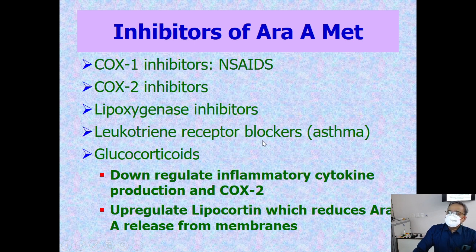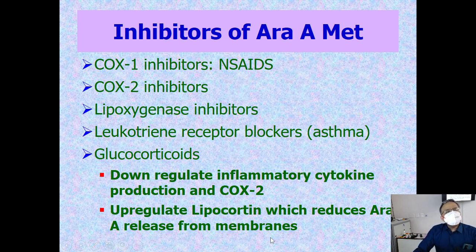You can use a leukotriene receptor blocker, but a more general way to inhibit arachidonic acid metabolism is by glucocorticoids, which are used a lot in medicine. So these downregulate the inflammatory cytokine production by cells and decrease the COX-2 also. And they upregulate lipocortin, which reduces arachidonic acid release from membranes.